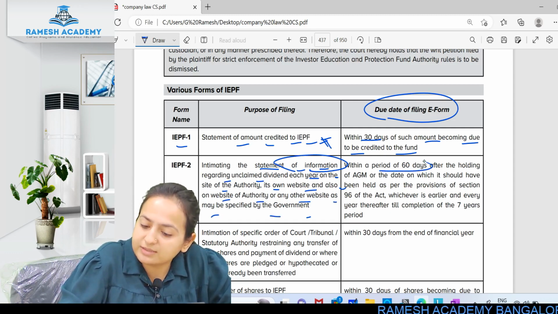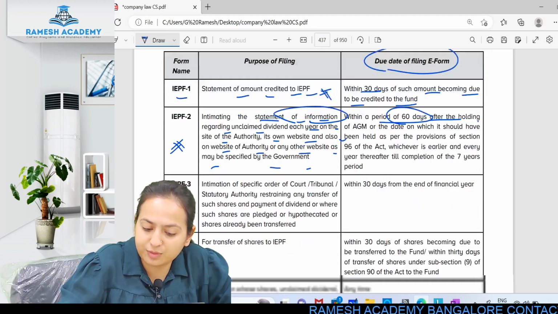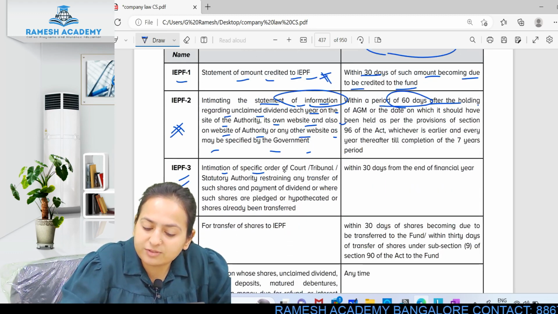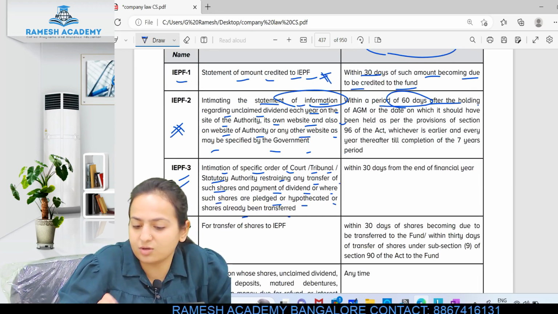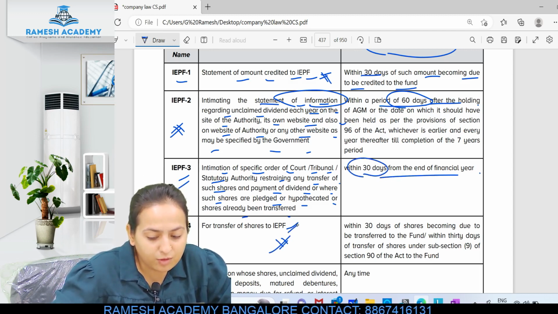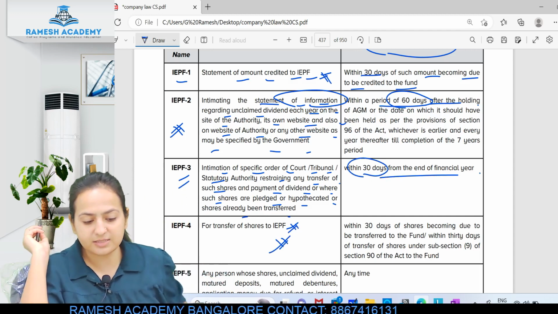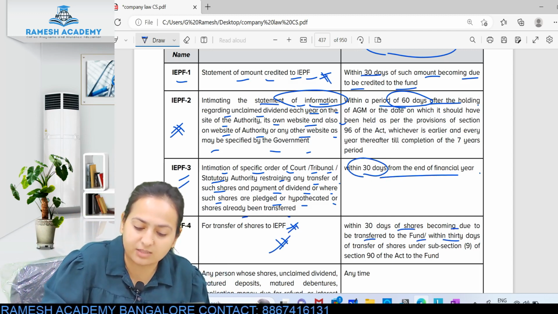Yes, so within 60 days this will be done. Next is IEPF 3, intimation of specific order of court or tribunal restraining any transfer or payment, or where shares pledged have already been transferred, within 30 days from the date of the financial year. IEPF 4 is for transfer of shares to the IEPF within 30 days of the shares becoming due to be transferred.